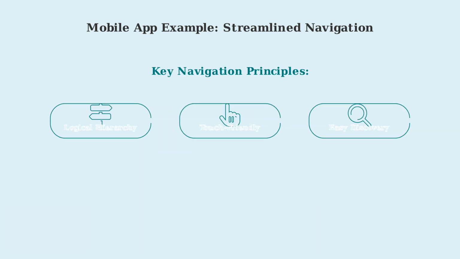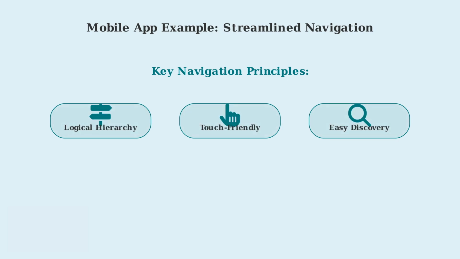Streamlined mobile navigation follows 3 key principles. First, logical hierarchy organizes content in a way that matches user mental models. Second, touch-friendly design ensures buttons and links are appropriately sized for finger interaction. Third, easy discovery means users can quickly find what they need without extensive searching.